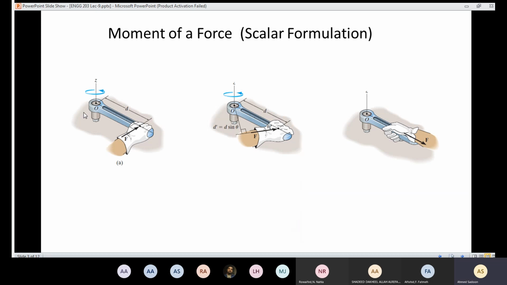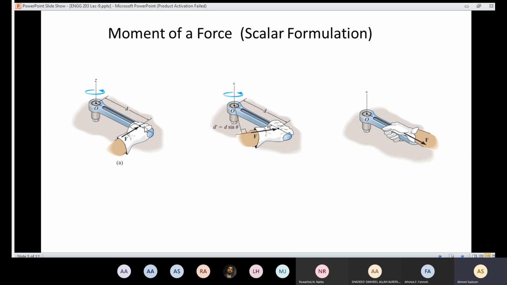So here I have the wrench, and we are going to apply a force at the handle of the wrench. As a result, we are going to have a rotation about the bolt. The bolt is going to rotate as a result of that force. And we said that we call this a moment of a force. So now we need to understand the magnitude of that rotation.